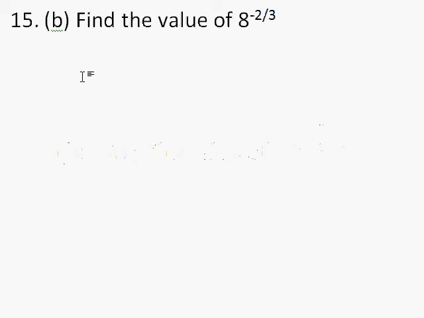Using your index laws, you should know that some number to the power of a negative is the same as 1 over that number. So if this was simply 8 to the power of negative 1, then it would be 1 over 8. This is 8 to the power of negative 2/3, so there's three things altogether we need to do here. We need to take account of the negative, we need to take account of the 2, and we need to take account of the over 3 here.